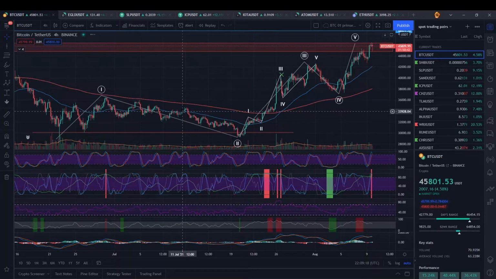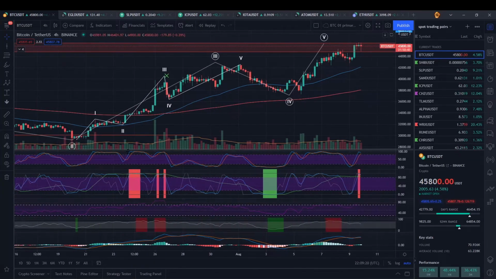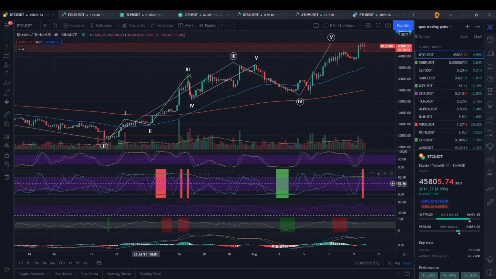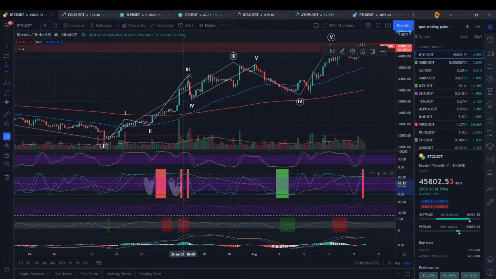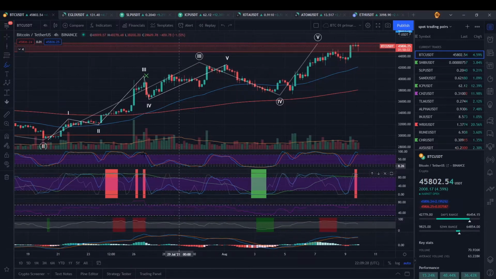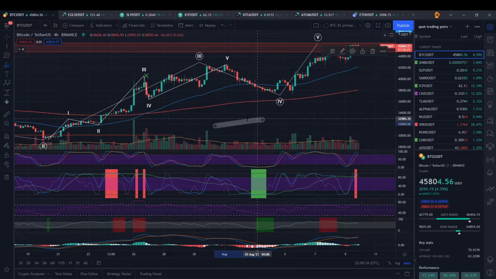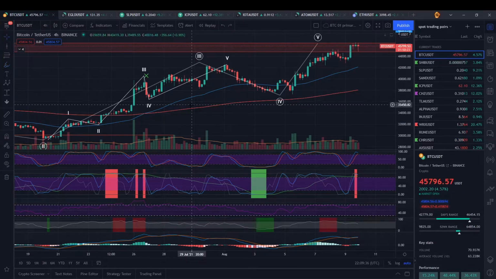So this is usually something I look for when we're in a confirmed uptrend, those V's. Another thing I usually look for, and I like to call it a weak move.